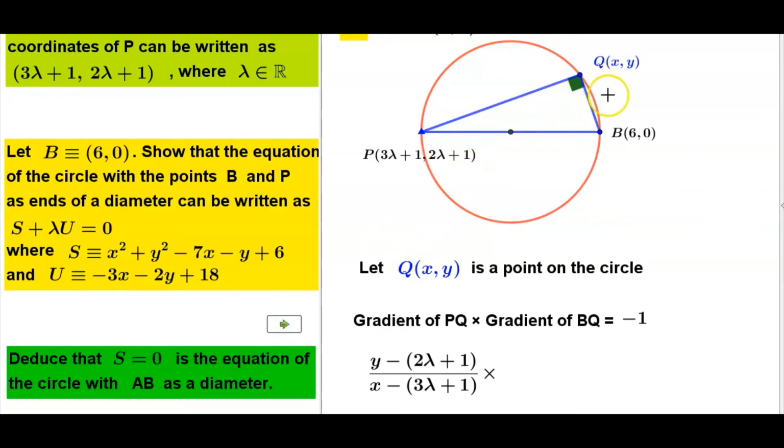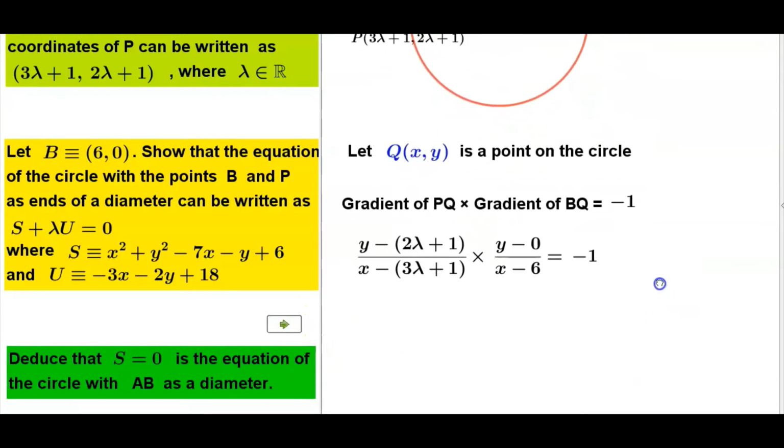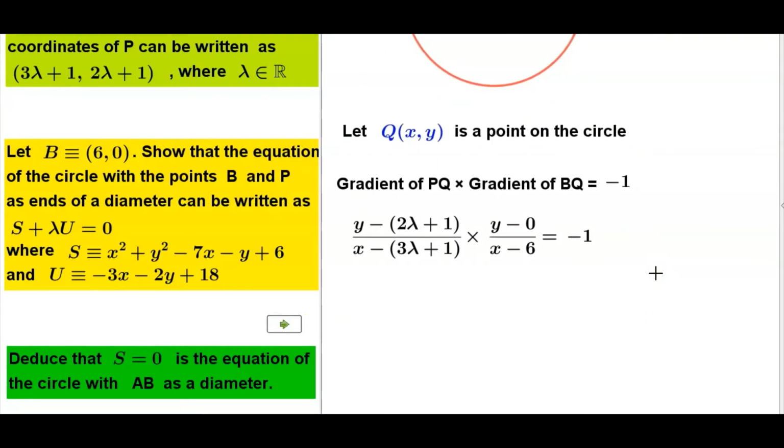So how do we find the gradient of PQ? Difference of y coordinates over difference of x coordinates. So (y minus 2 lambda minus 1) over (x minus 3 lambda minus 1), times the gradient of BQ, which is difference of y coordinates over difference of x coordinates, y minus 0 over x minus 6. This is equal to minus 1. So from this relationship we get one of the equations, and that equation is the circle.